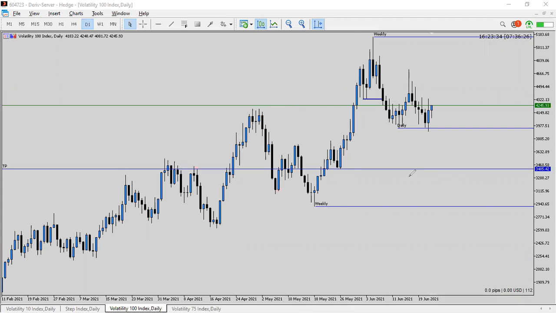So I would be expecting price to want to come back down into around there, but respecting these areas here. So this range would more likely be the range that we would work with as a bullish range.